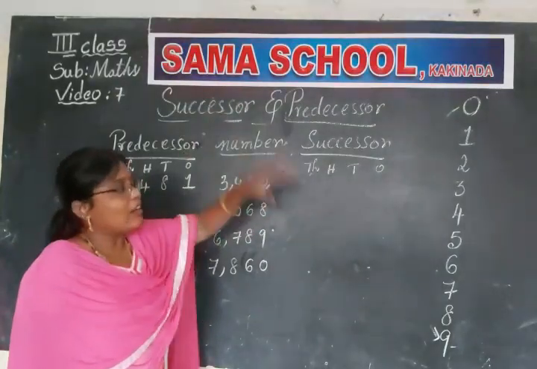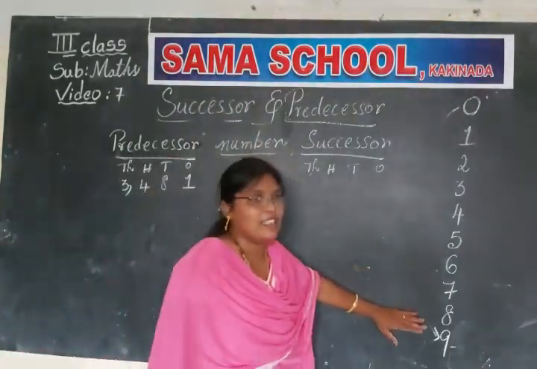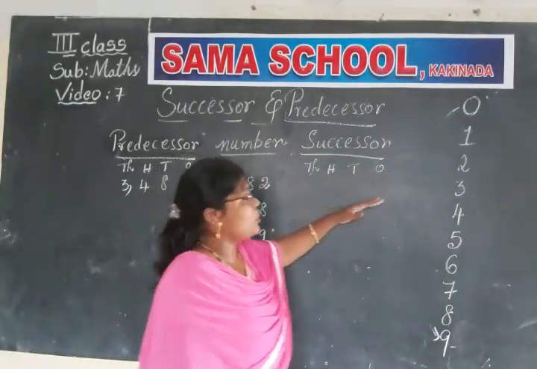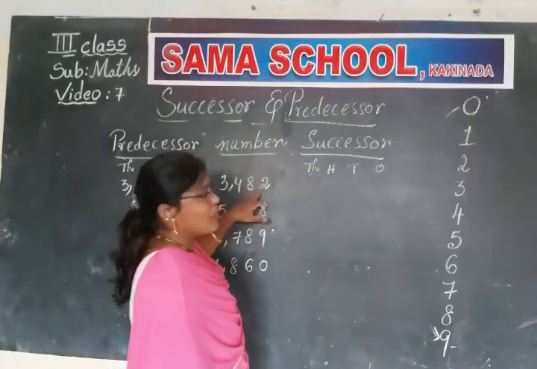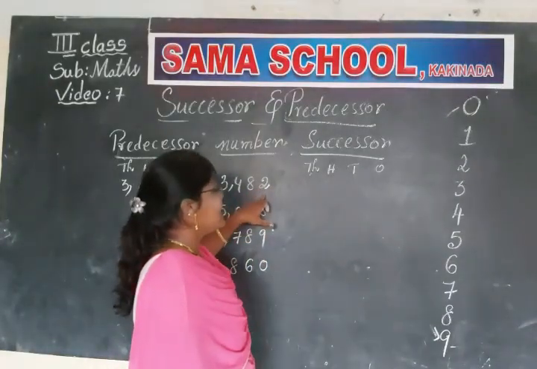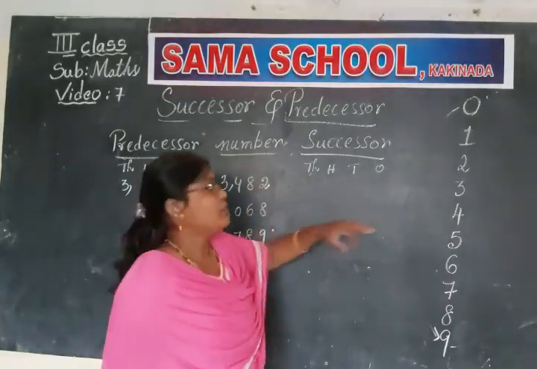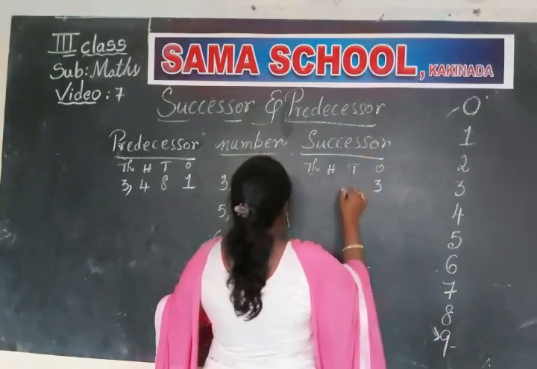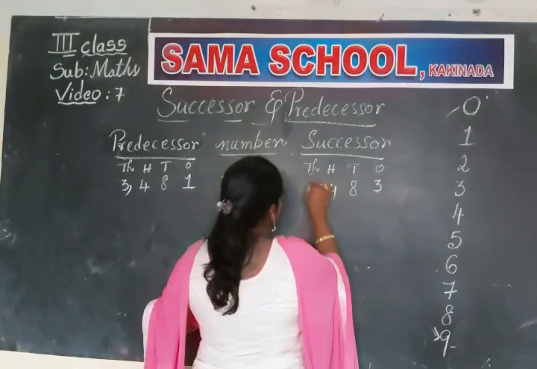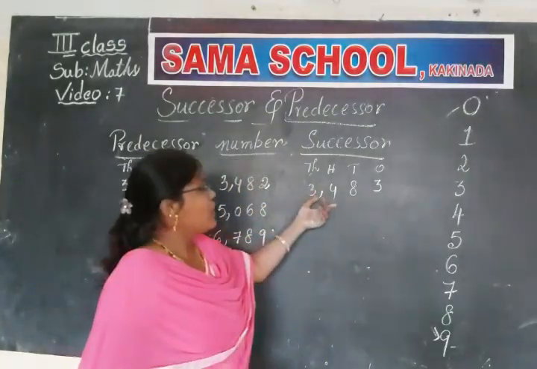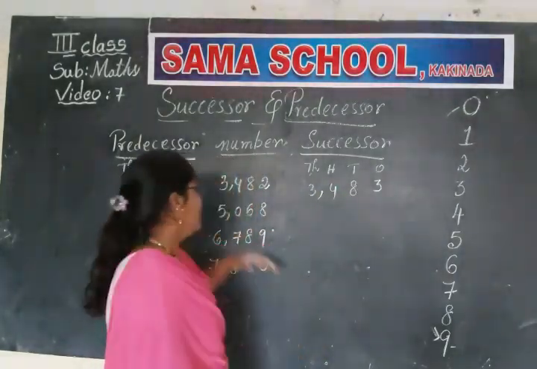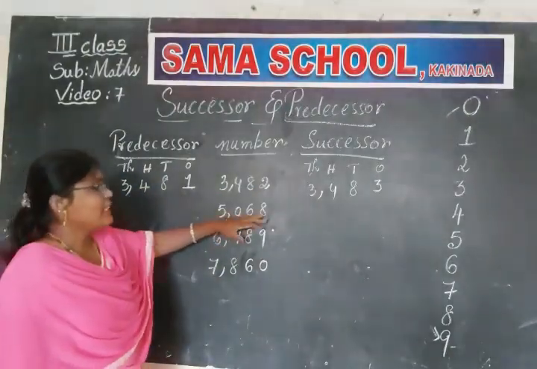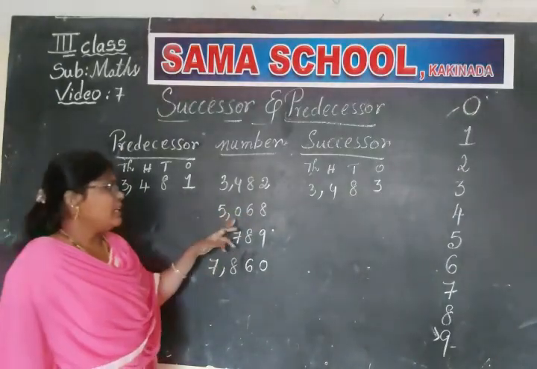Now let us write the successor of this number. Successor means after number. See, only the ones place digit changes. What is the successor of 2? 3. So write 3 in the ones place and the remaining digits as it is. So 3483 is the successor of 3482. Okay, now 5068. Children, see here there is 0.